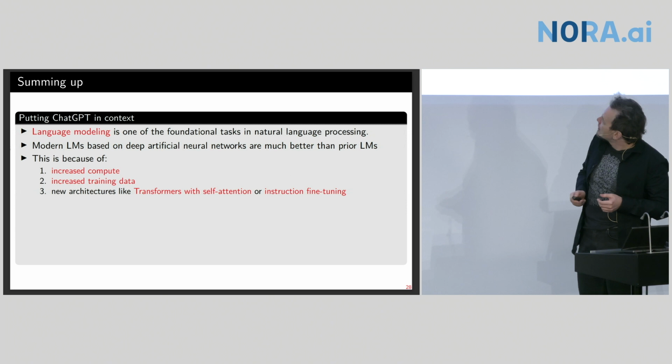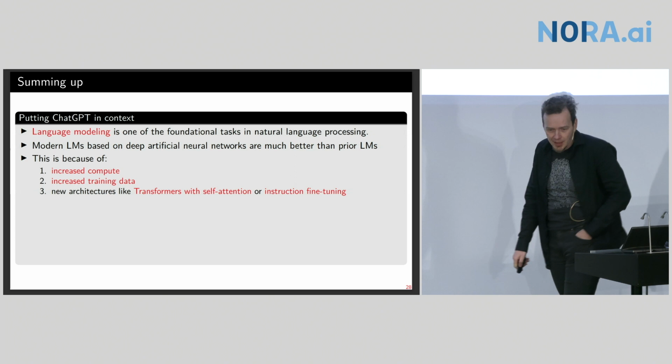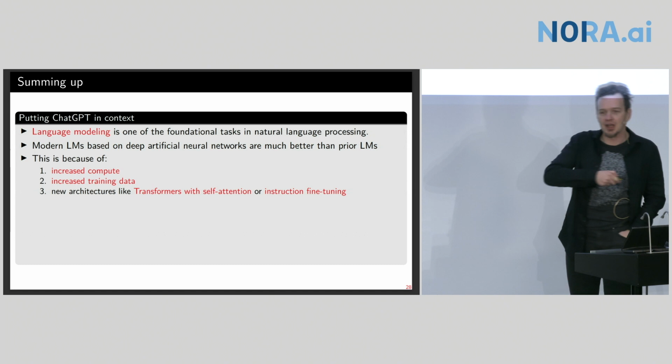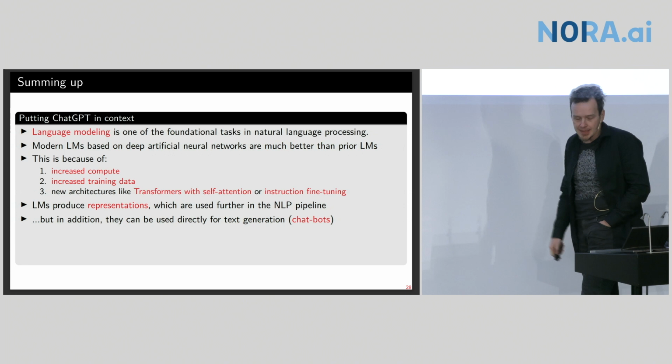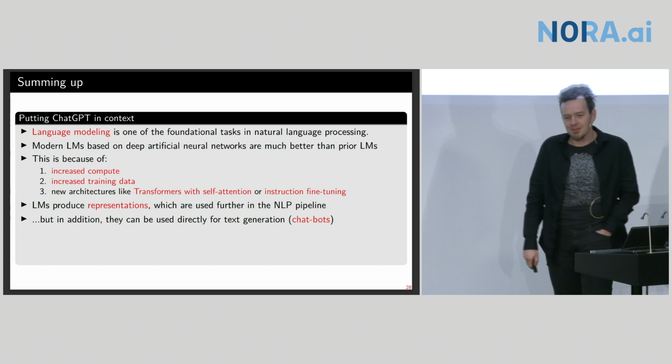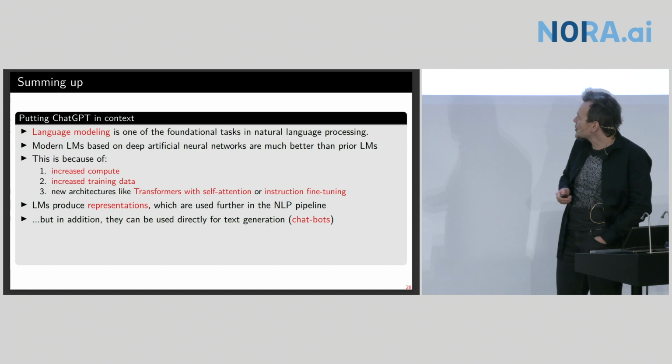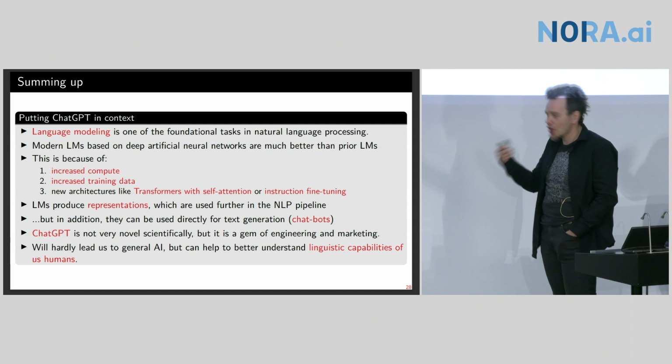Right. So to sum it up, language modeling is one of the foundational tasks in natural language processing nowadays. Modern language models are based on artificial neural networks, and this is made possible by the increases in the amount of data available, the amount of compute available, and new architectures like transformers. These language models can be used for various natural language processing tasks, but the most hyped type of use nowadays is text generation or chatbots. And ChatGPT is not very novel scientifically, but it's a gem of engineering, definitely, and a gem of marketing.